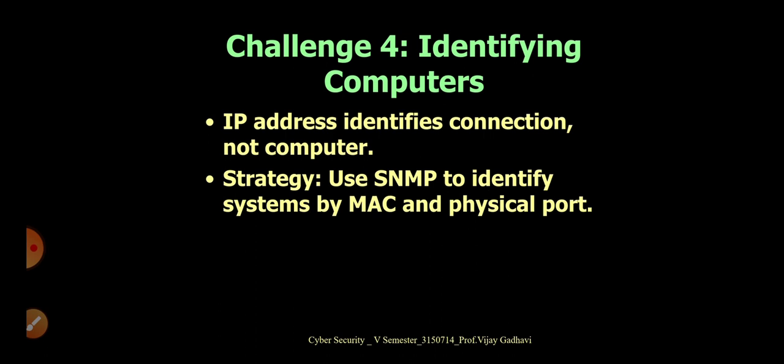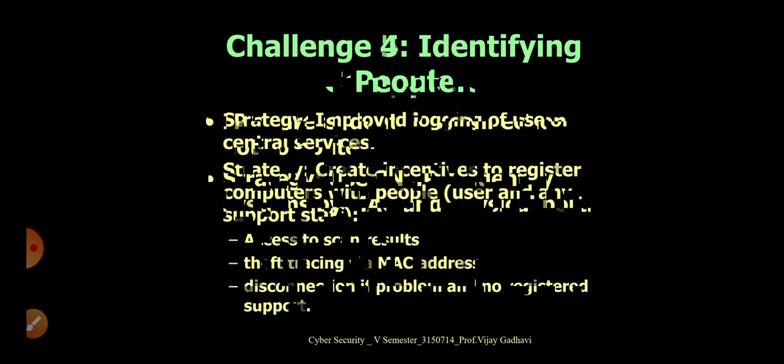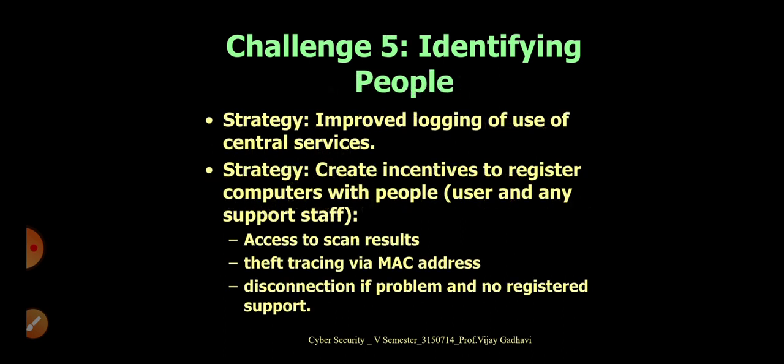Now, the next challenge is identifying computers. How to identify your systems: an IP address identifies the connection, not a computer. This is all about network connectivity. Then the strategies: use SNMP to identify systems by MAC and physical port, and improved logging of use of central services. Create incentives to register computers with people who are users and any support staff, the technical support staff. They can get access to scan results, theft tracing via MAC address (theft means an unauthorized user), and disconnection if problems or no registered support.